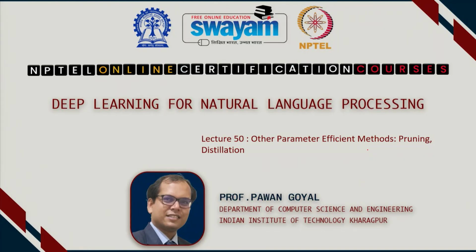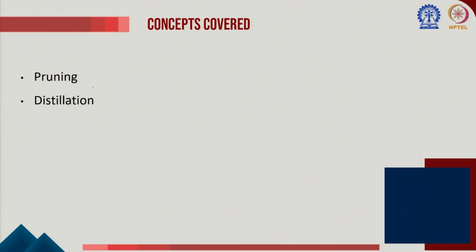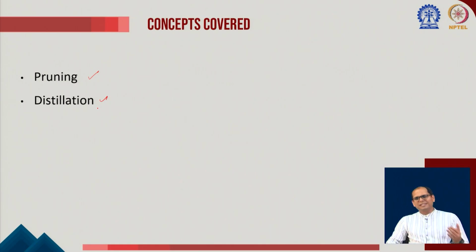So we will discuss some other aspects of parameter efficient methods. We have talked about LoRA and QLoRA in detail. In this lecture we will talk about pruning and distillation and some other aspects of parameter efficient methods. These are the concepts we will cover. We will talk about pruning briefly and also the distillation aspect. These two are again used for parameter efficient fine tuning methods, so they both bring in the parameter aspect again.